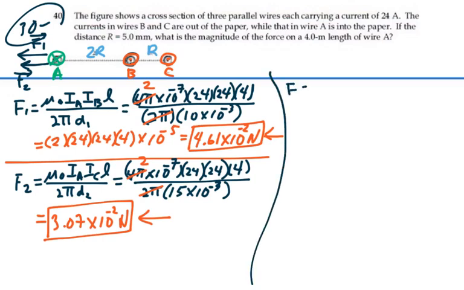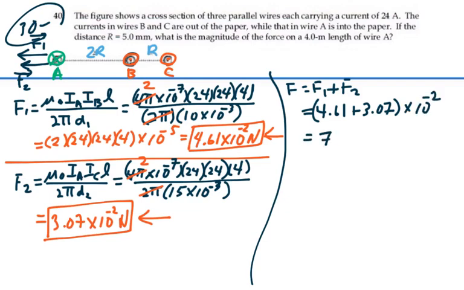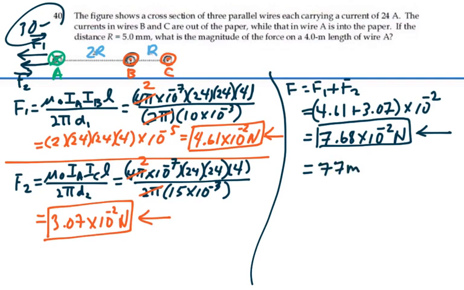The magnitude of our net force is going to be the sum of these two forces off to the left. So this is going to be 4.61 plus 3.07 times 10 to the minus 2, and that is going to be 7.68 times 10 to the minus 2 newtons. Both of them adding to the left. Or we can call this, if we wish, about 77 millinewtons is our net force to the left.